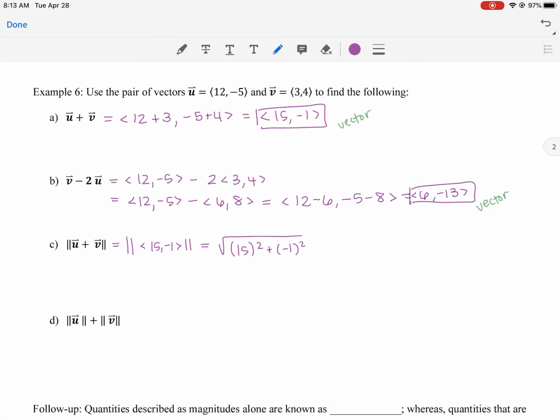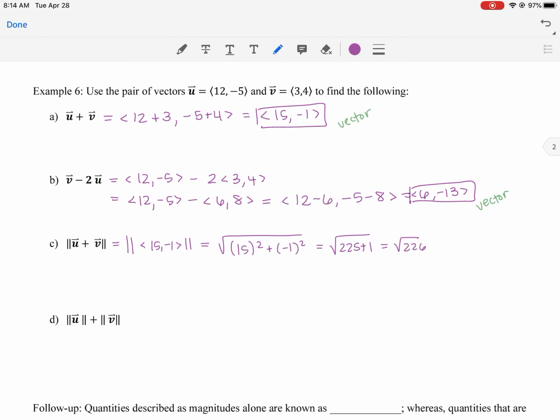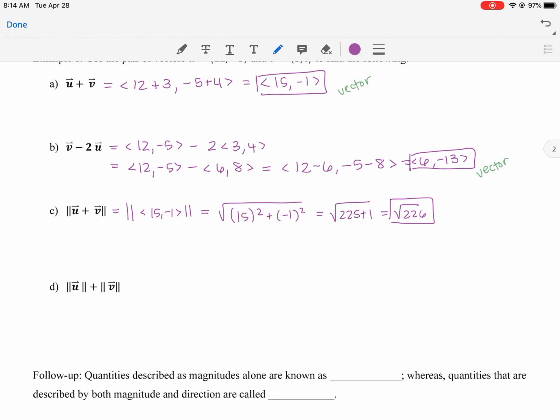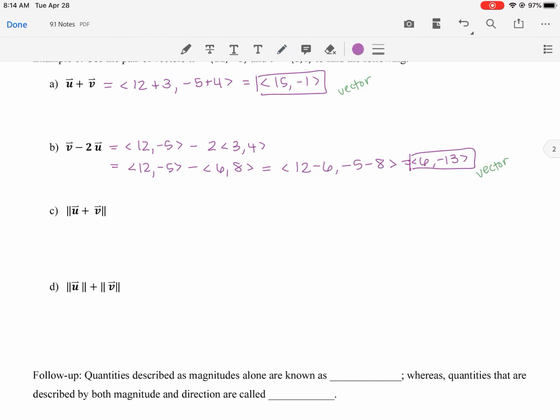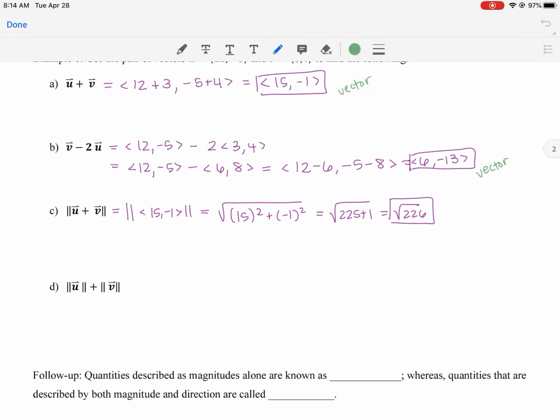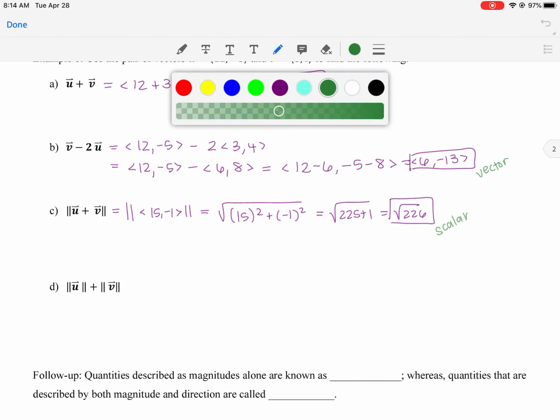So 15 squared is 225, plus 1 means we get the square root of 226. If you wanted to see what that divides down to, 226 divides into 2 and 113. So 113 is prime, so therefore you can just leave it like that, or they may ask you for a decimal approximation. So this is what they call a scalar technically, right? It's just a single unit.